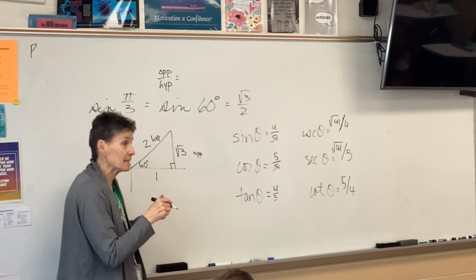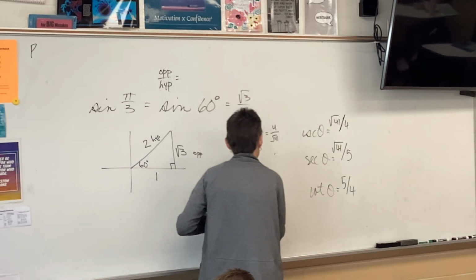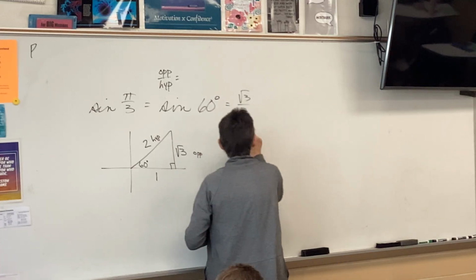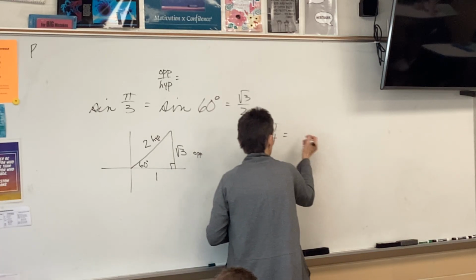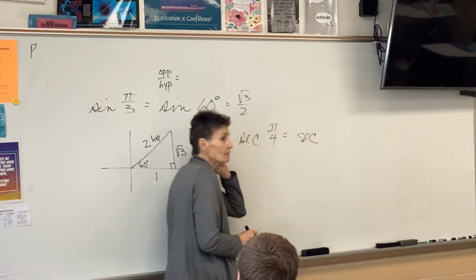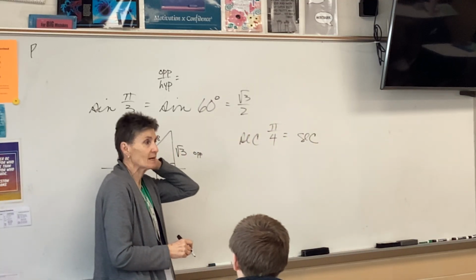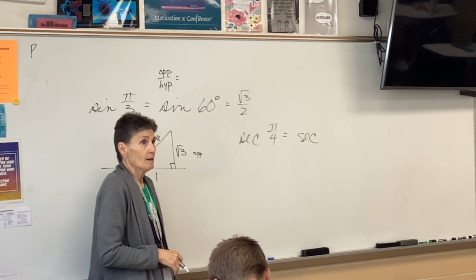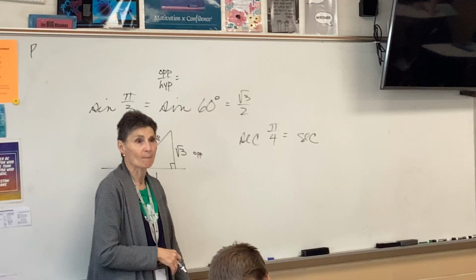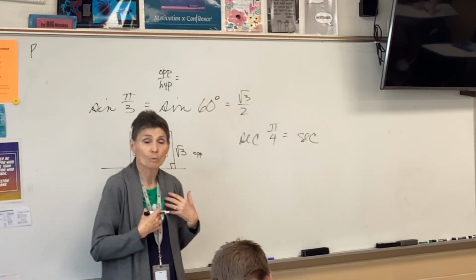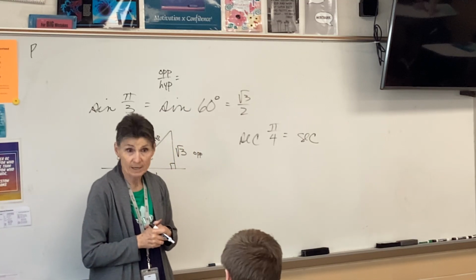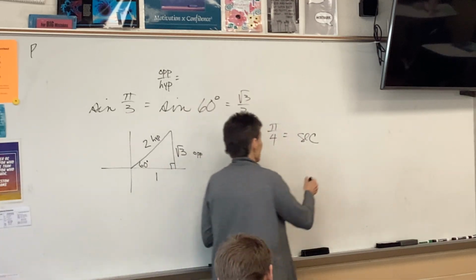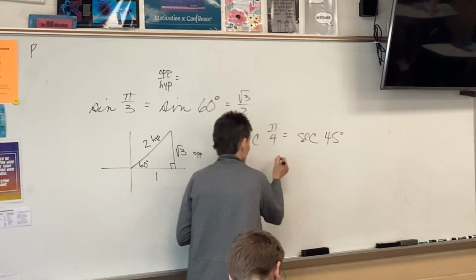All right, let's find the secant of pi over 4. Okay, so how are we gonna start? We're gonna figure out how many degrees that is, because in your life, you have not memorized pi over 6, pi over 3, pi over 2 triangles. You memorize them in degrees, 30, 60, 90. So we're gonna change this into a degree. What is 180 divided by 4? 45. So we're finding the secant of 45.